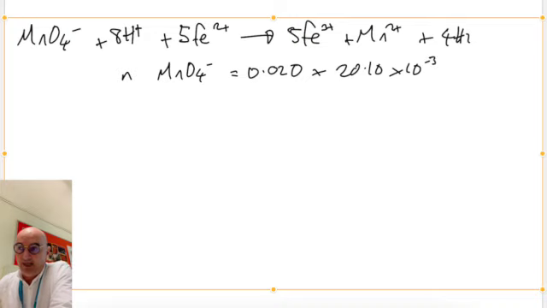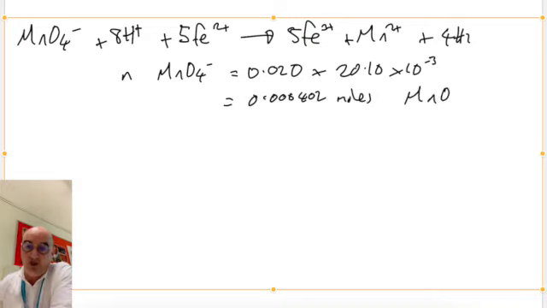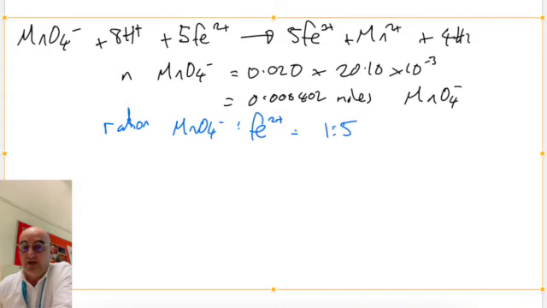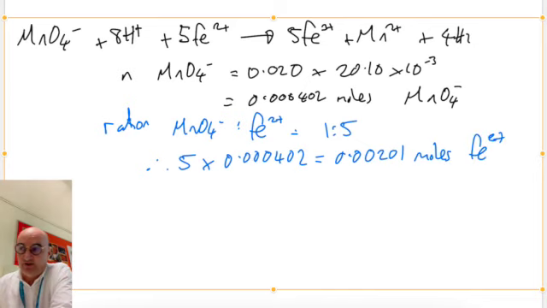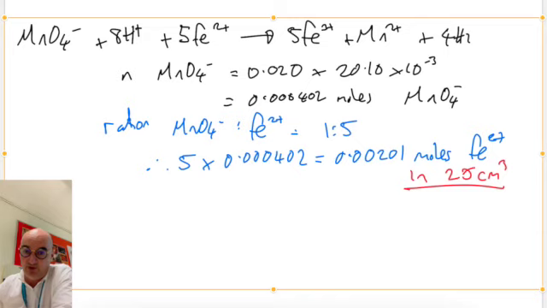So the moles of permanganate was 0.02 concentration times volume. Don't forget to convert to dm³, which gives us 0.00402 moles of permanganate. The ratio was 1 to 5, so if I times that by 5, I will have the moles of iron. Moles of iron is 0.00201 moles of iron 2+, but don't forget that's in 25 cm³.